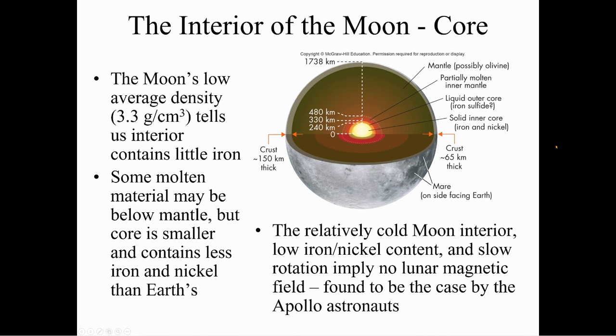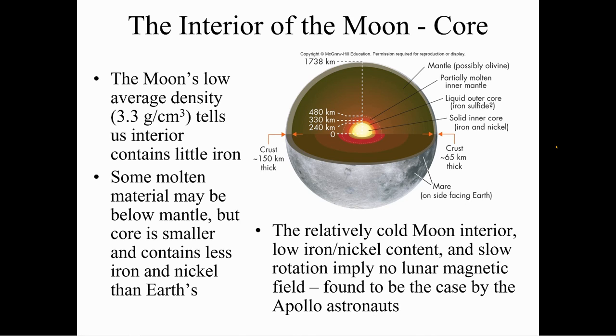The core: the moon's low average density, 3.3 grams per cubic centimeter, tells us the interior contains a very small amount of iron. Some molten material may be below the mantle, but the core is smaller and contains less iron and nickel than Earth's. The relatively cold moon interior is low in iron and nickel content, and slow rotation imply no lunar magnetic field, found to be the case by the Apollo astronauts.